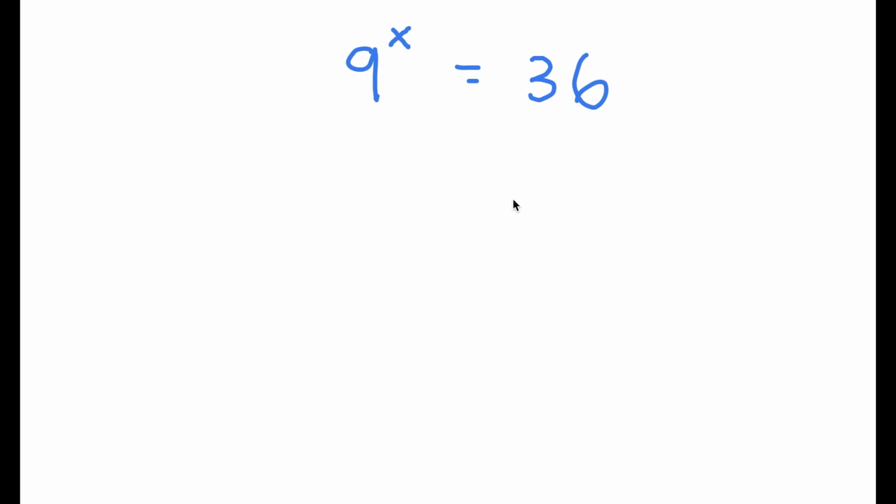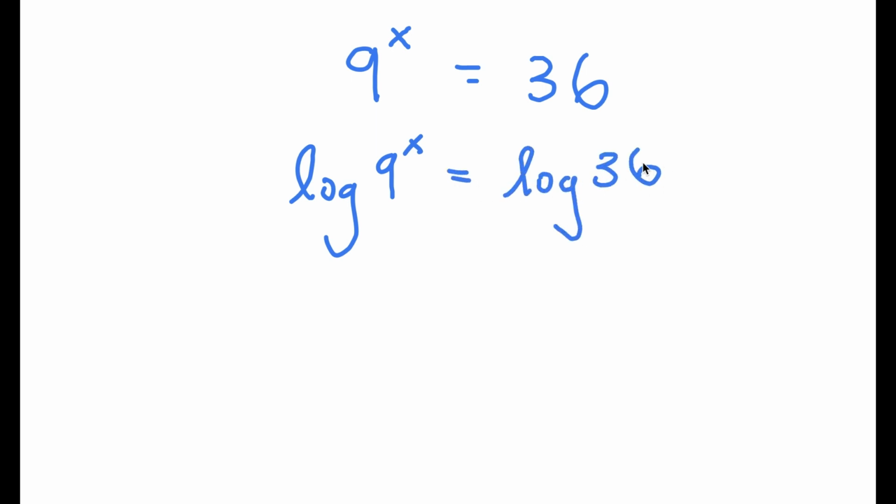Alright, so in this problem, I have 9 to the power of x is equal to 36. So to start, I'm going to start by taking the log on both sides. So now I have log 9 to the power of x is equal to log 36.